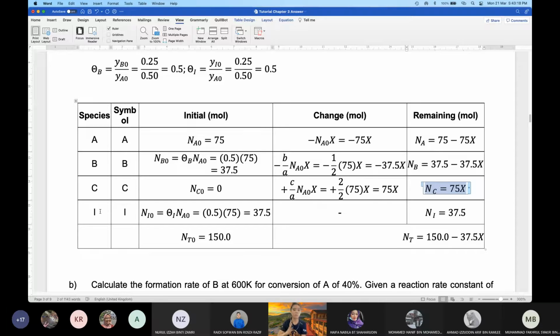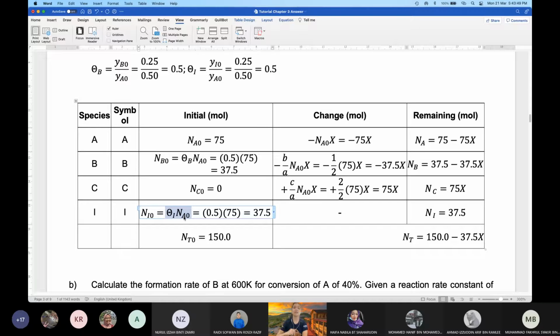So last one, inert. Part ni memang, I say most, there are tendency for student to forget that if they are inert in the system, kamu kena ada kira juga dalam table dia. Okay, so we want to calculate initial amount of inert ataupun initial moles of inert. So it's Ni naught equals to theta I and A naught. Kalau tadi NB naught, theta B and A naught. Kalau Ni naught, theta I and A naught.